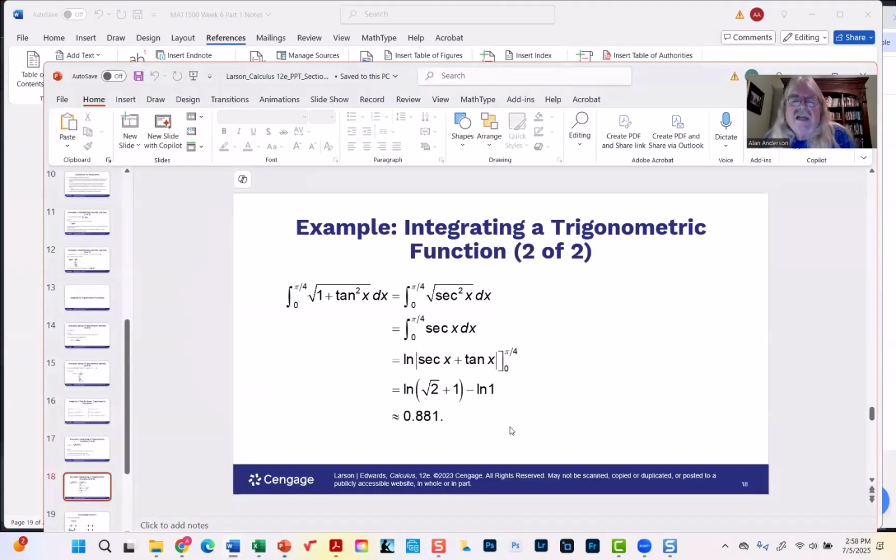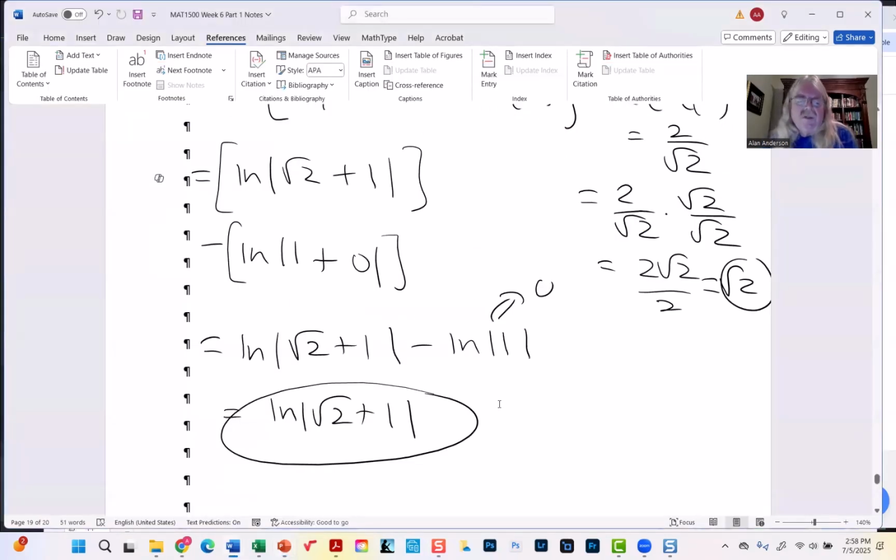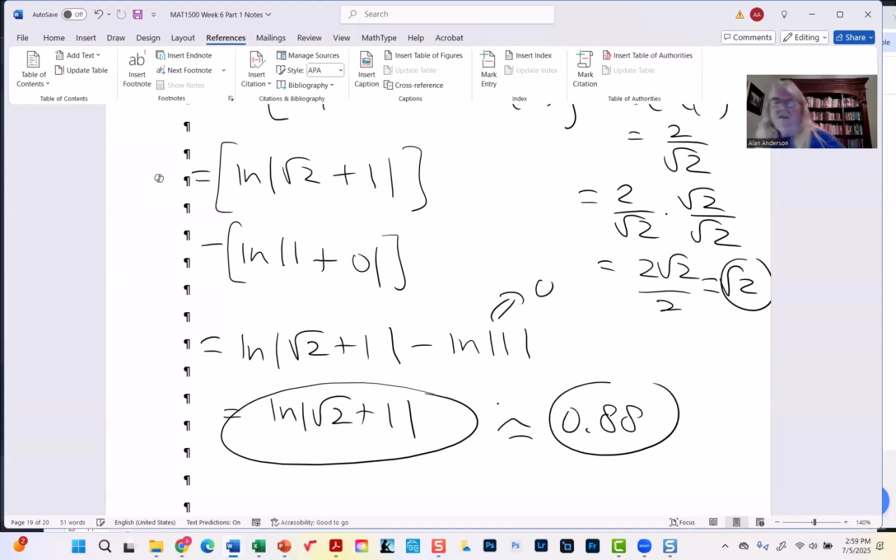Oh, and it looks like it went ahead and calculated the actual value. Right? So, yeah, the log of 1 is just 0. So, yeah, if you really need it, the log of 1 plus radical 2 is about 0.88. Okay.